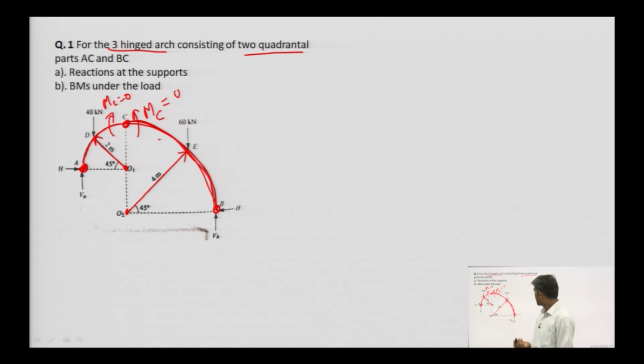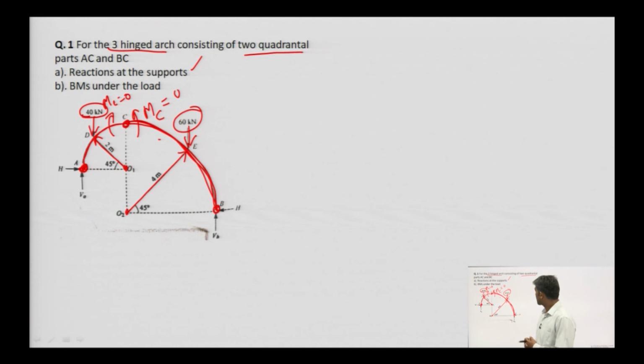Okay. And we need to find reactions at the support and bending moment under the load. Load here is 40 kilonewton. It is a point load of 40 kilonewton. That load, 40 kilonewton on this side and 60 kilonewton on this side. This point is D, this point is E. So, we need to find the bending moment under the load also.